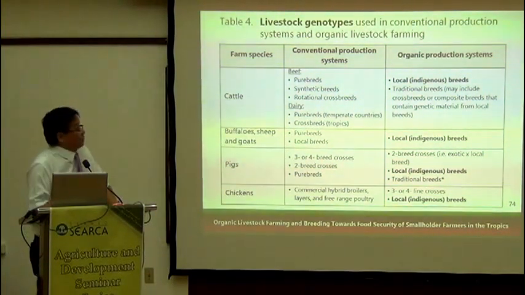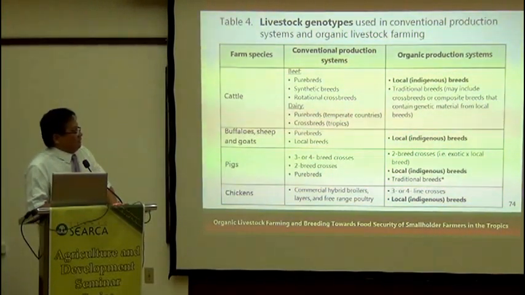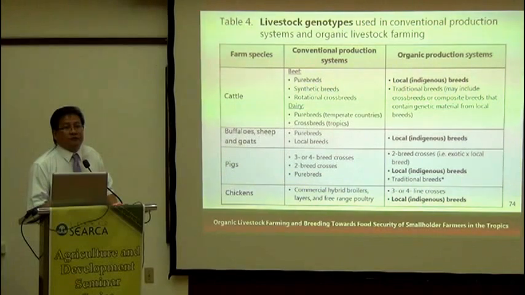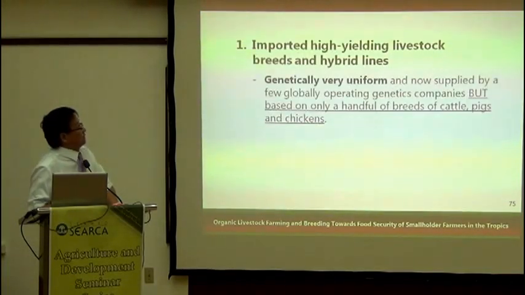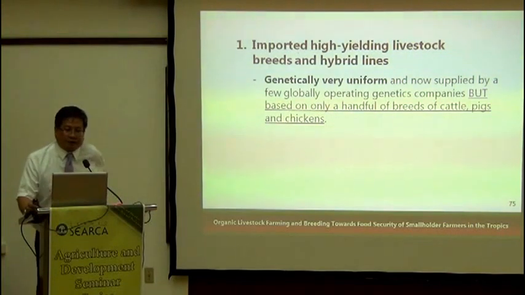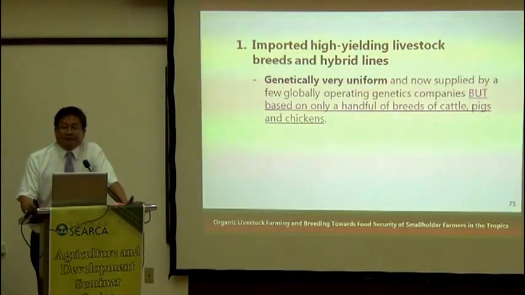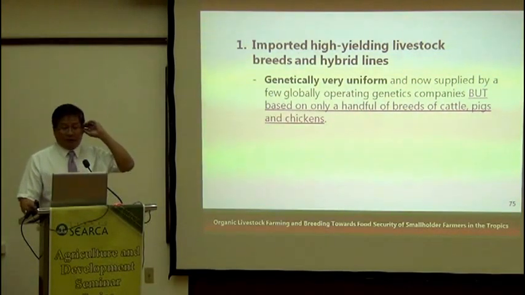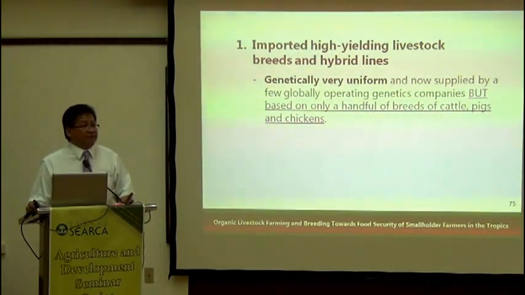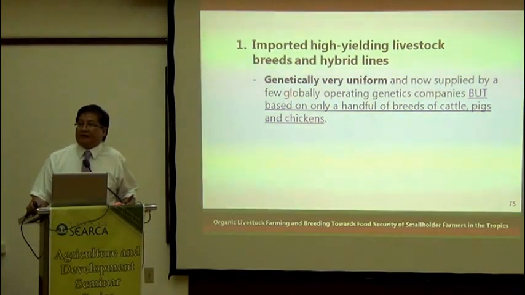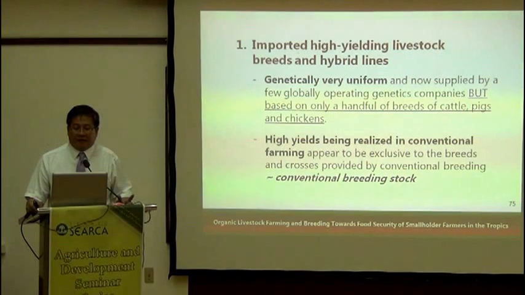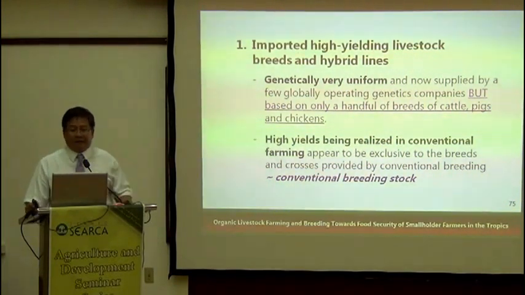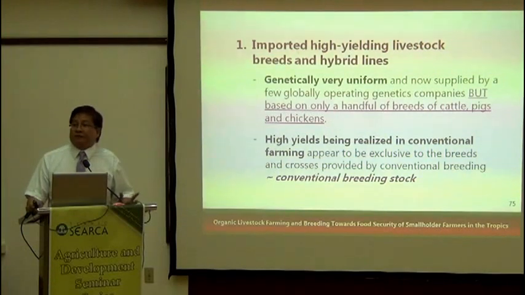But what should be highlighted here is that under organic production systems, all of them will involve local indigenous breeds. Okay, local indigenous breeds. For one, let's start with the first one. Those are imported breeds and hybrid lines. They are genetically uniform. For sure, they are now supplied by only a few globally operating genetic companies. The sad part is, these are based only on a handful of breeds of cattle, pigs, and chickens. Okay, and the high yields are usually realized in conventional farming. These appear to be exclusive to the breeds, and we call them your conventional breeding stock.